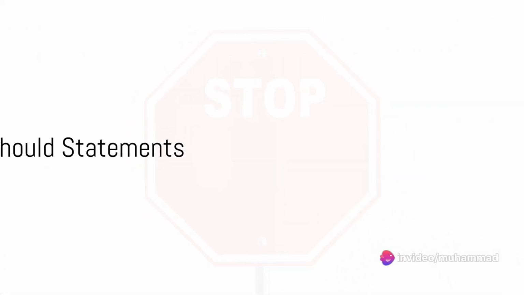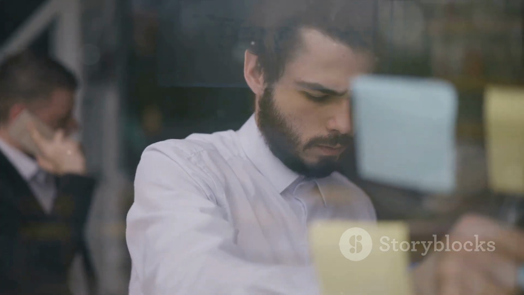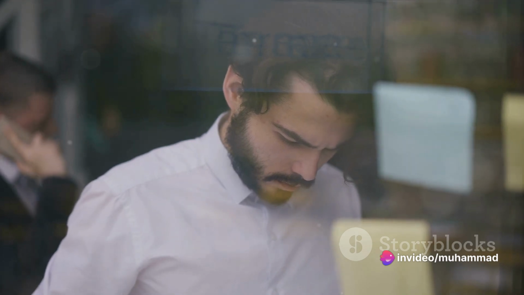Eighth on the list is the trap of should statements. This is when we set up an expectation of how things should be, and then punish ourselves when they don't meet that benchmark. For instance, you might think, I should always be productive, but that's neither realistic nor compassionate.